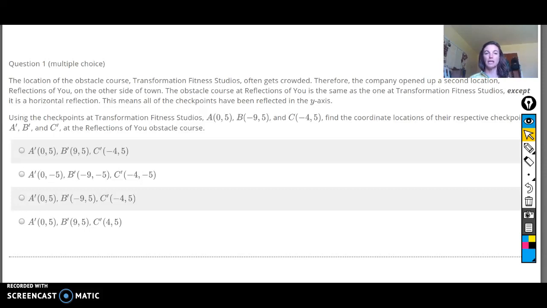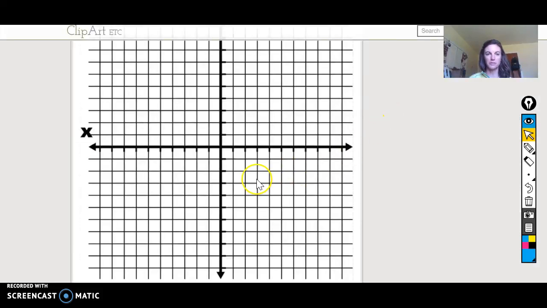So we had points at 0 and 5, -9 and 5, and -4 and 5. So let's go see where those points were. Here we had, let me use my pen. Okay, so this is our 0 and 5. This was A. And then all the way down, this would be 4, 5, 6, 7, 8, 9. -9 and 5 was B. And then -4 and 5 was C.